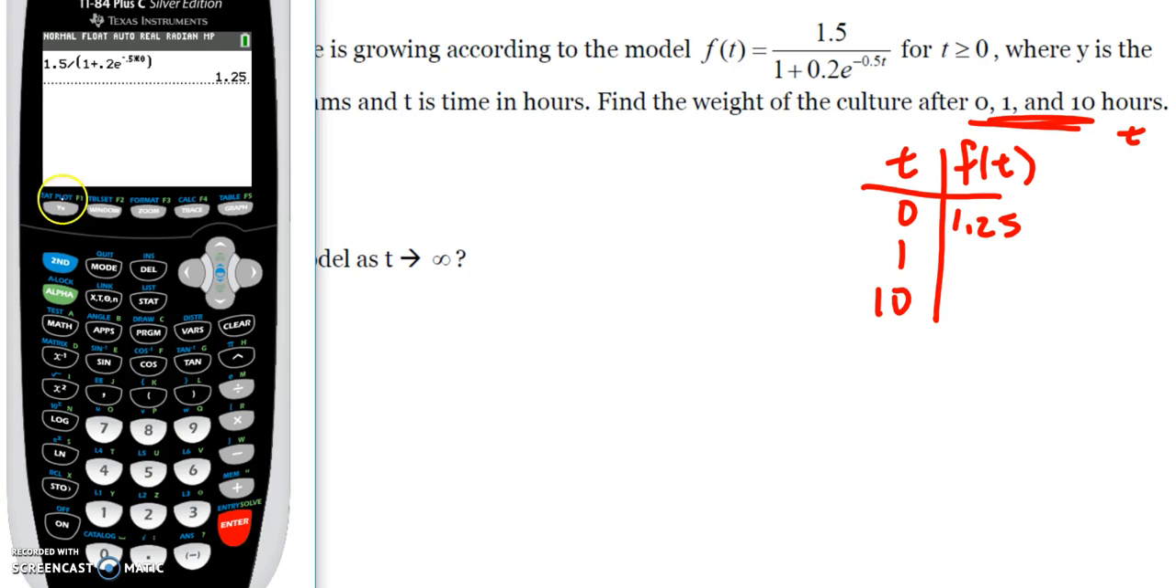But let me show you how you can actually graph this as well. I want to show you the graph, and then we can find our other values there. So we'll have 1.5 divided by, and again, parentheses around the entire denominator. Second e raised to the negative 0.5x, and I'm going to close my parentheses. I want to start in the standard window, so I'm going to push zoom 6 just to make sure I start in the standard window there.